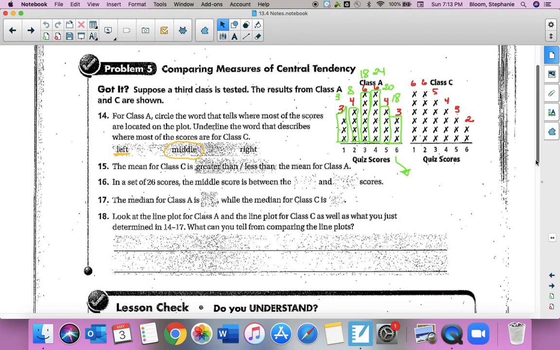So you would be doing 3 plus 8 plus 18 plus 24 plus 20 plus 18, all divided by how many times did those numbers occur? 3 plus 4 times plus 6 times.